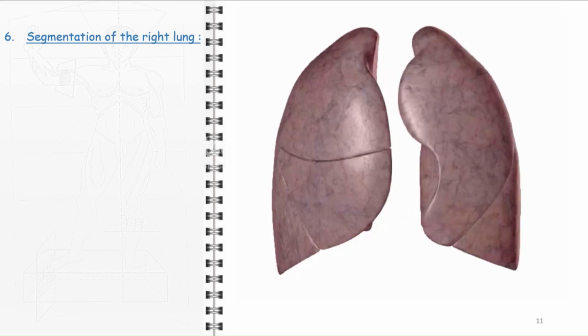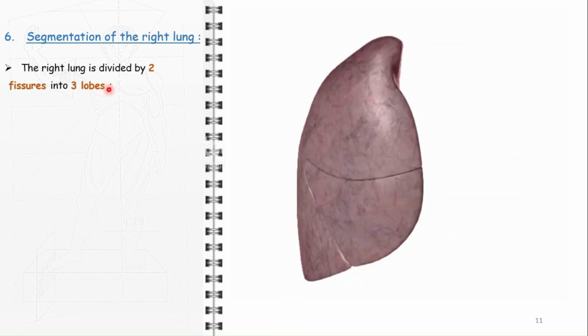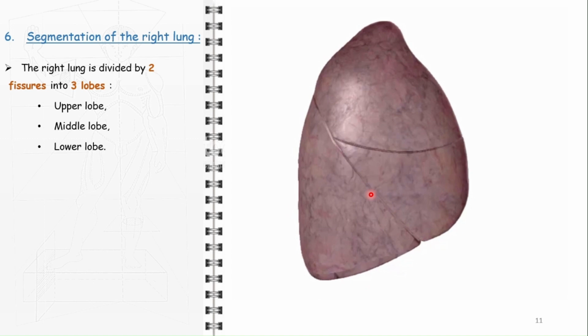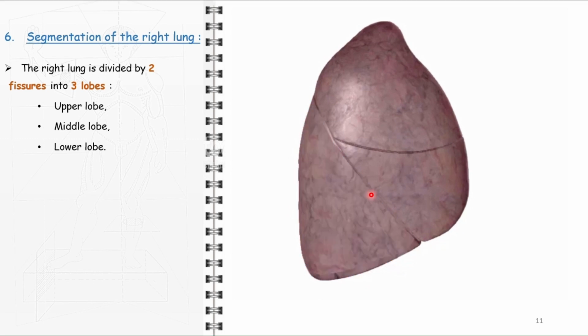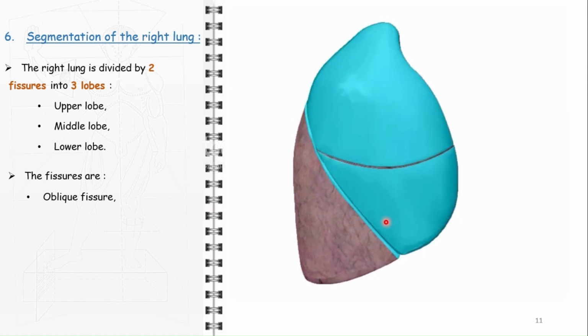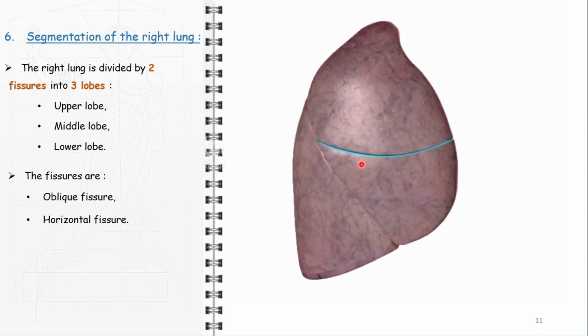Let's tackle now the segmentation of each lung, starting with the right one. The right lung is divided into three lobes by two fissures: an upper lobe, a middle lobe, and a lower lobe. The two fissures are the oblique fissure, running obliquely downward and forward, separating the upper and middle lobes from the lower lobe, and the horizontal fissure, branching off anteriorly from the oblique fissure, separating the upper and middle lobes.